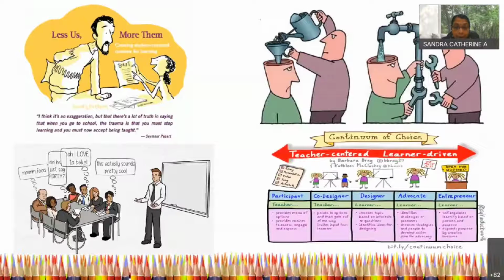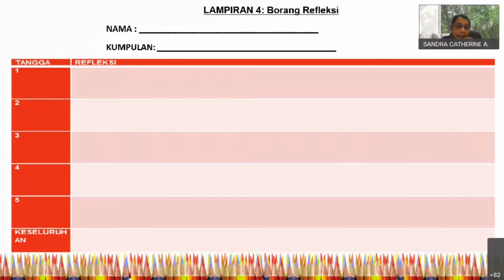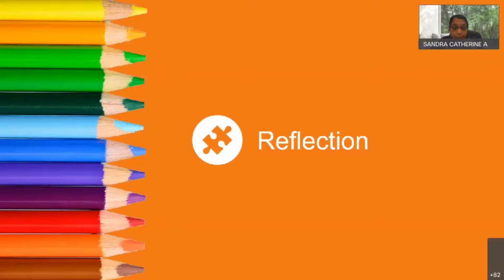Okay. Next slide. If you have any question, please feel free to ask. So this is an example of the rubric for the presentation. So you can use any appropriate rubric aligned with the learning outcomes. And the next one is, I think, the reflection form. Next, Dila. I think it's the reflection. This is the reflection form.